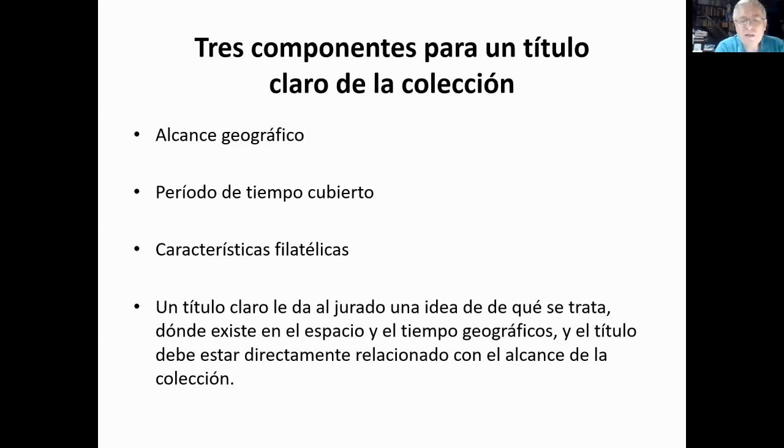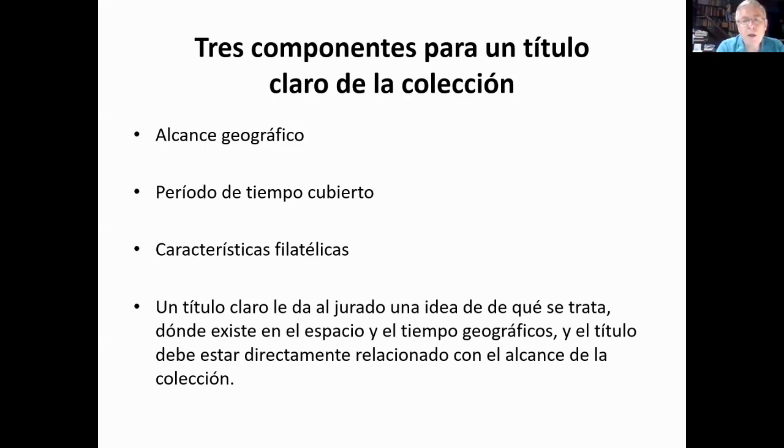Now, let's try and define what might be helpful for judges in terms of an exhibit title. What I would suggest is that there are really three components which would be helpful for a clear title. Clear could be considered as a good title. I use the term clear because there isn't necessarily one single answer to what the title should be. But the three aspects which I think are important.